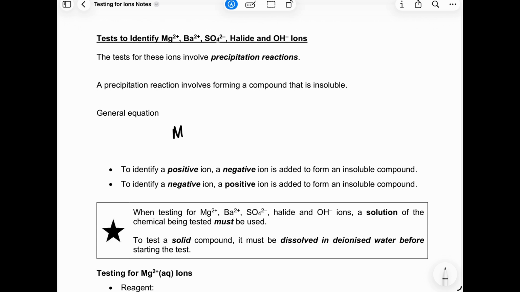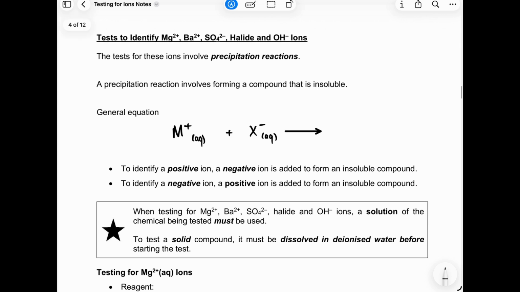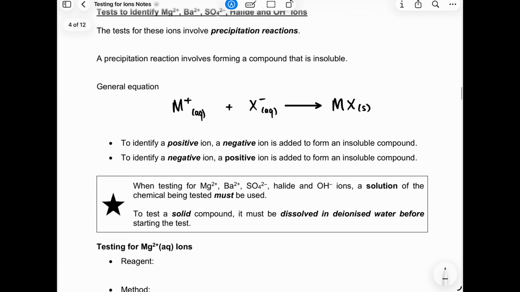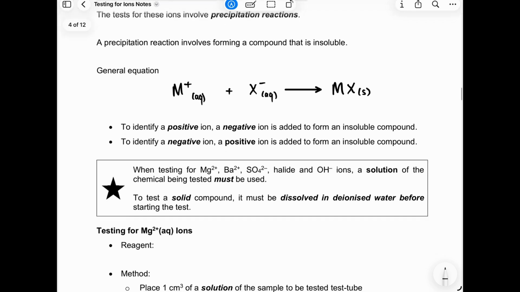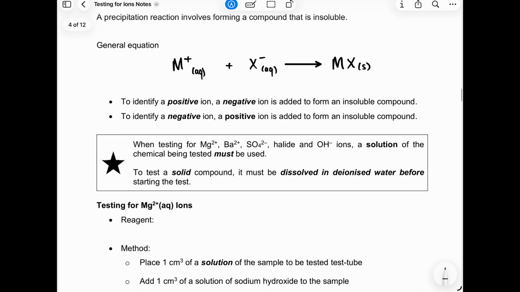So we take a positive ion, could be 1 plus, could be 2 plus, and we react it with a negative ion in solution. So these are both aq, so we'll be able to see through them. They might have a colour, but we'll be able to see through the solution, and we make a solid precipitate. To identify a positive ion, we need to add a negative ion, and to identify a negative ion, we need to add a positive ion.